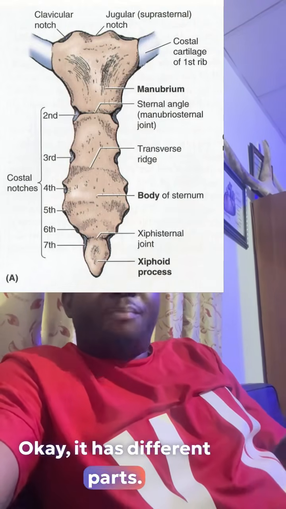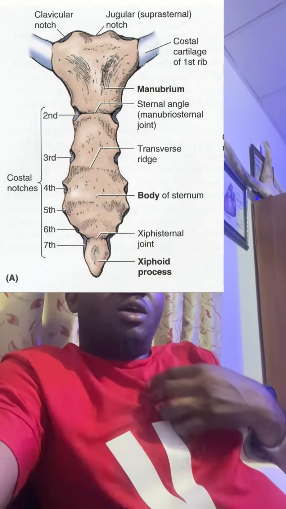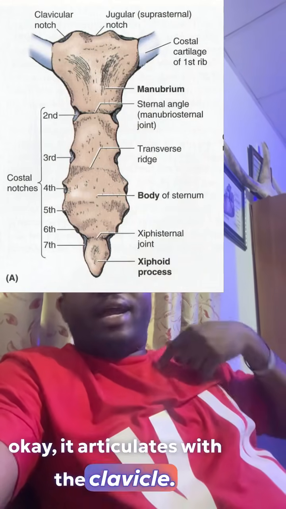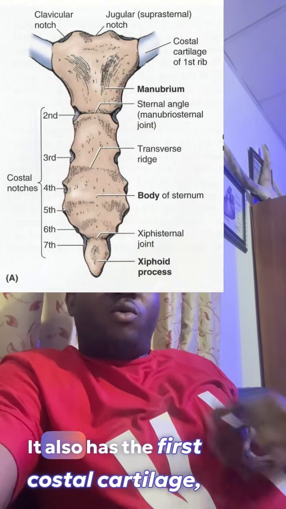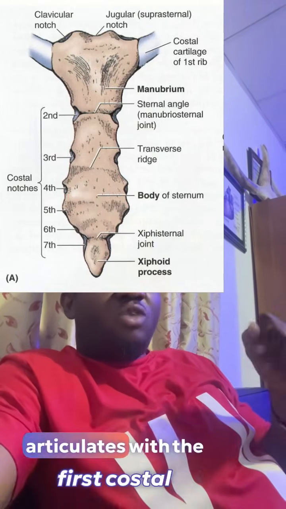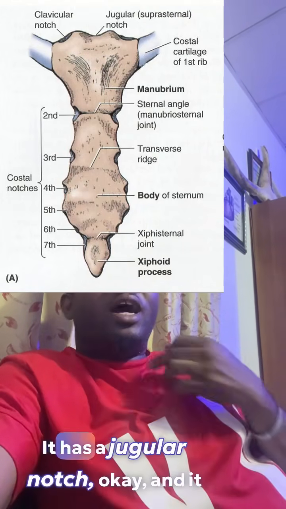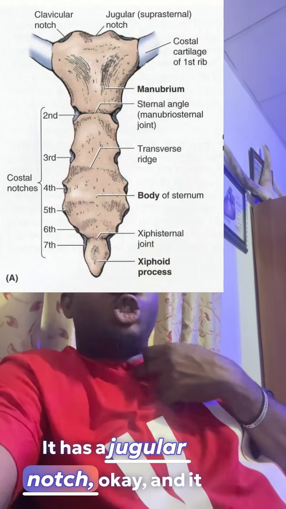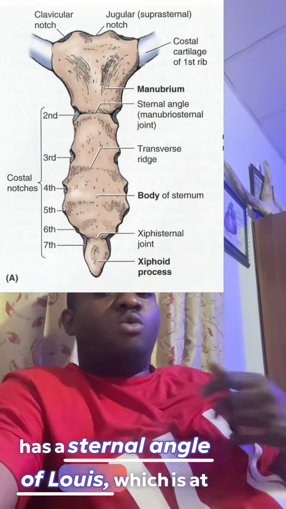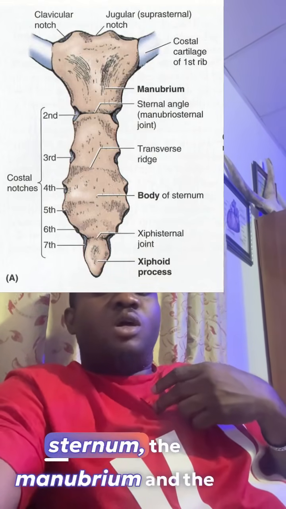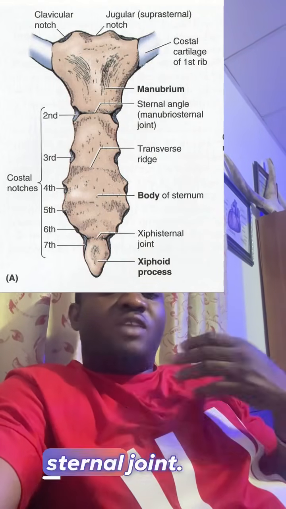Okay, it has different parts. It has the manubrium sterni, which articulates with the clavicle, remember, to form the sternoclavicular joint. It also articulates with the first costal cartilage. It has a jugular notch, and it also has the sternal angle of Louis, which is at the junction of the manubrium and the sternal body.